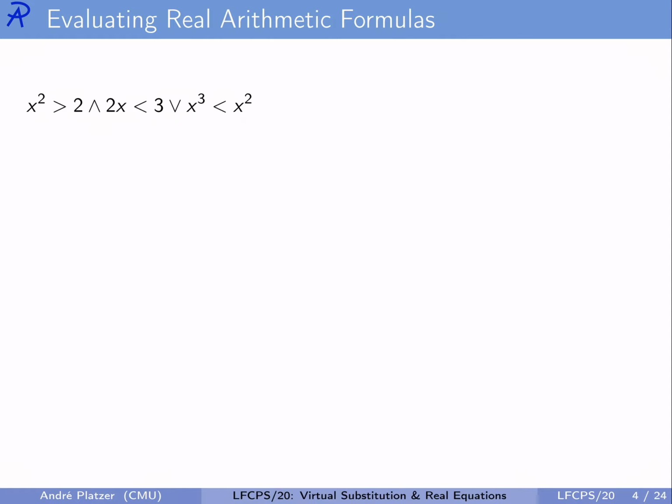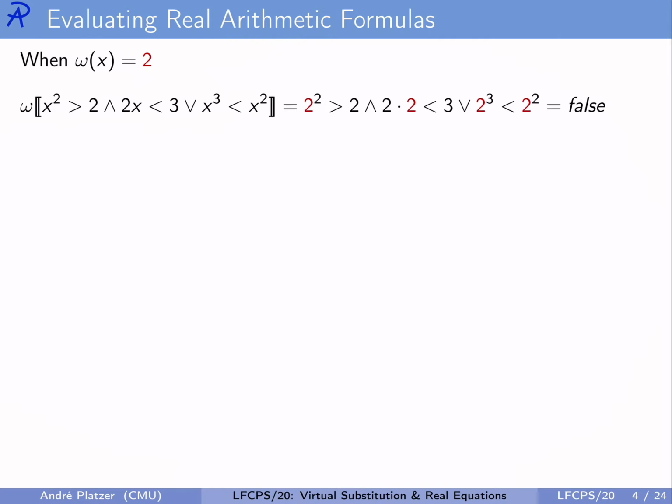We can certainly evaluate this real arithmetic formula with logic and the reals. If we fix a state, for example, a state omega, in which the value of the variable x is 2, and then in this state we can take the real arithmetic formula, evaluate it, which will give us, of course, the 2 plugged in for x, so 2 squared greater than 2, and so on and so on. And in fact, that gives us the truth value false. Well, that was easy enough.